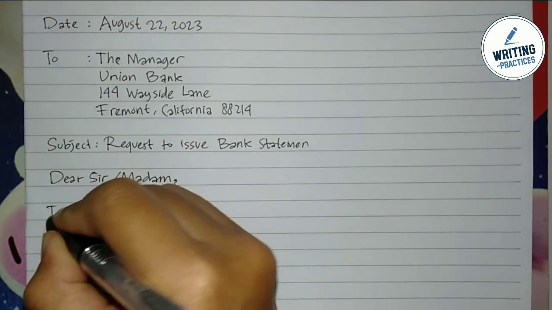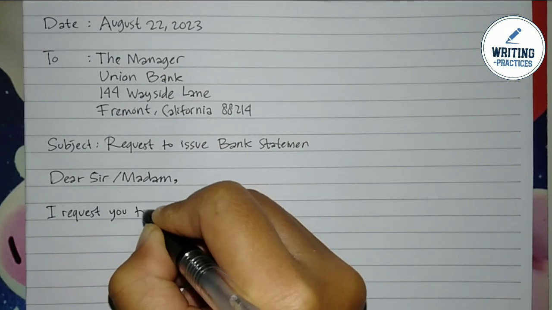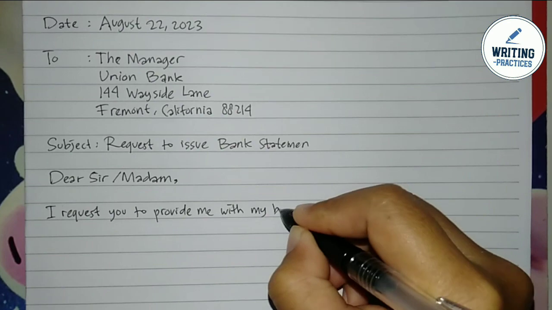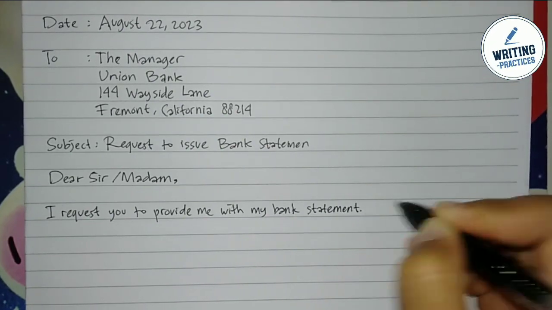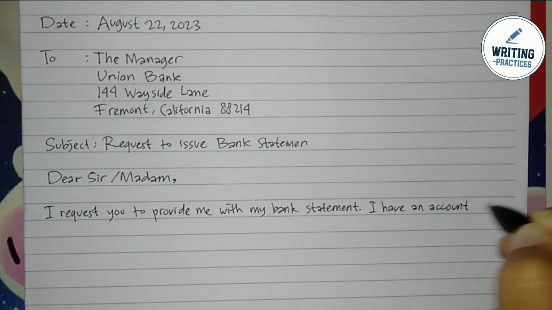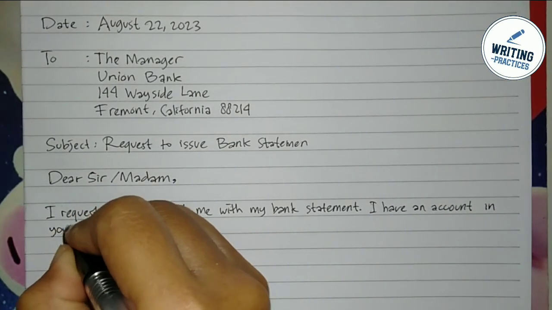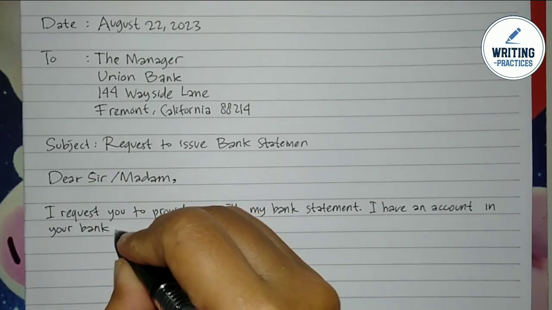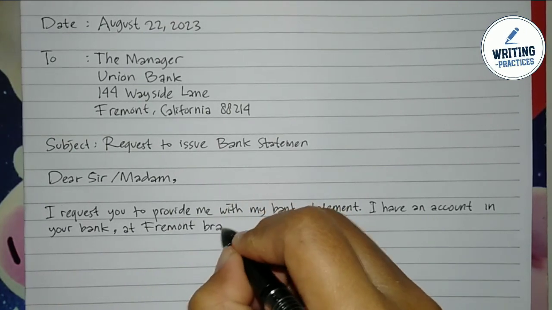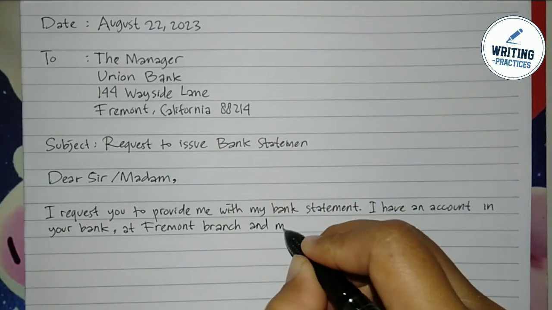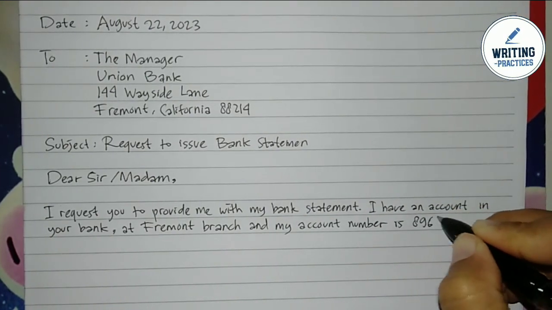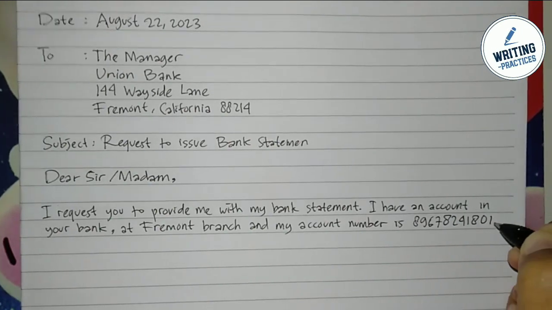In the first paragraph, write directly that you request the bank to give you a bank statement. All account holders are welcome to make this request, so you don't have to hesitate. And tell the recipient that you have a bank account in the recipient's bank or company. In this case, you must mention which branch of the bank it is. Don't forget, you need to also mention your account number. Make sure you don't misspell the number.